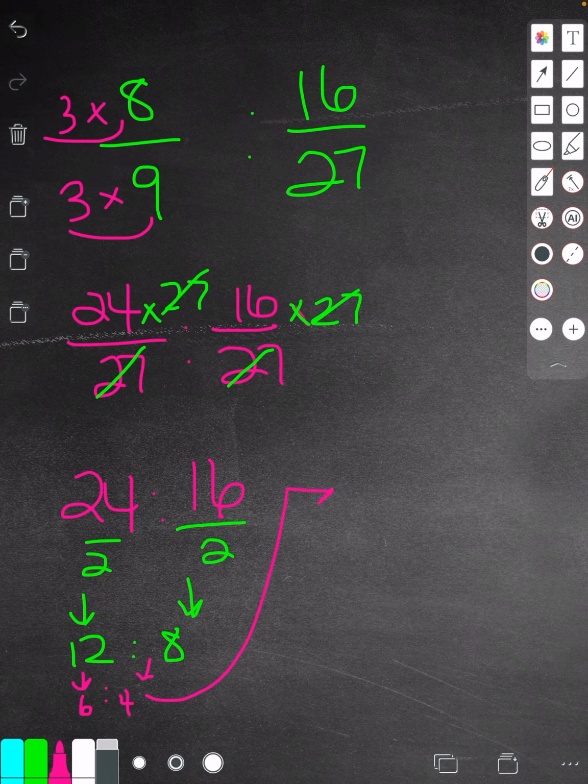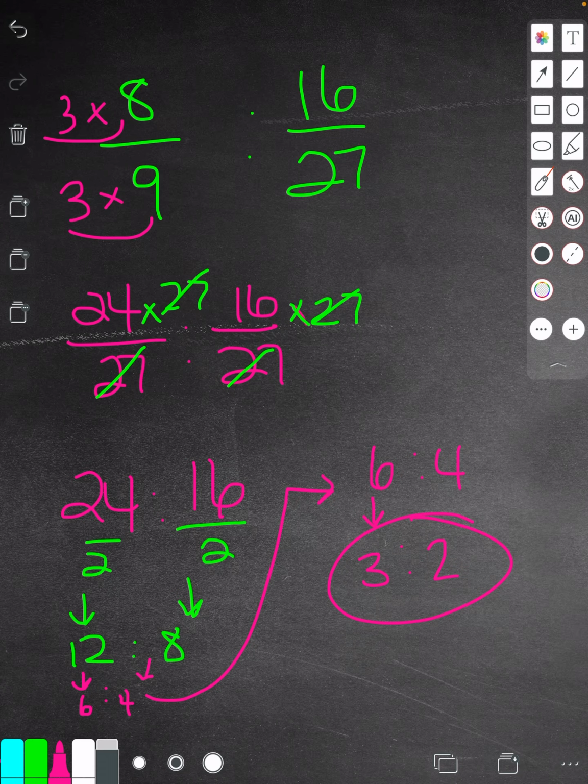Please watch. I'm rewriting this up here. Now I'm going from 6 to 4. I'm going to reduce. Again, they're both even. I'm going to reduce by 2. 6 divided by 2 is 3. And 4 divided by 2 is 2. Final answer, as low as it'll go, is 3 to 2.